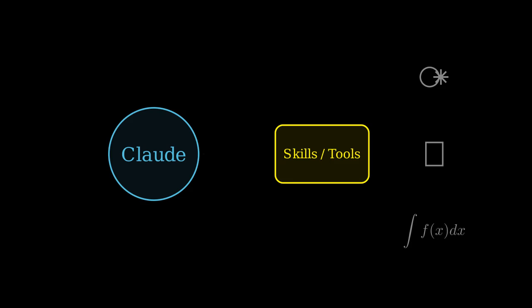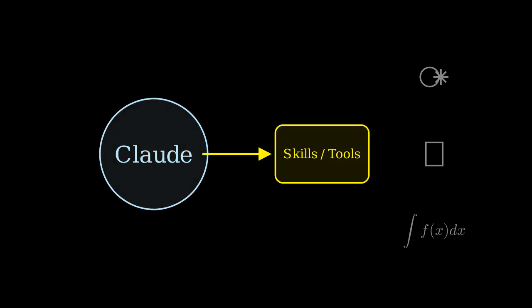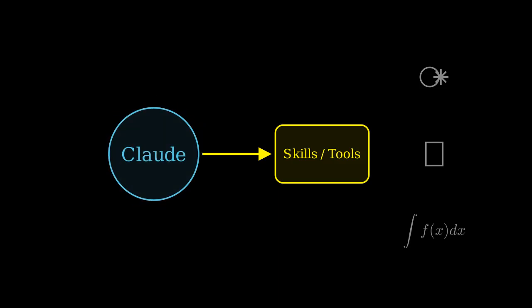Think of a skill as a bridge between Claude's internal reasoning and the external world. Instead of just guessing an answer based on past data, Claude can recognize when a request requires information or an action it cannot perform alone. It essentially pauses its thought process to ask for help from a specific software function. This transforms Claude from a static knowledge base into a dynamic assistant capable of interacting with digital tools in real time.